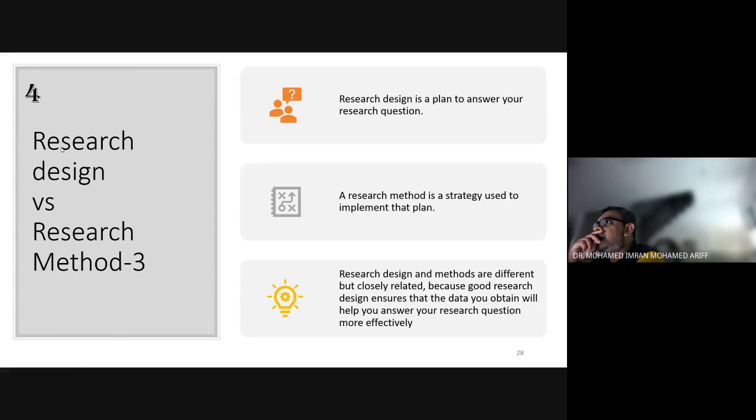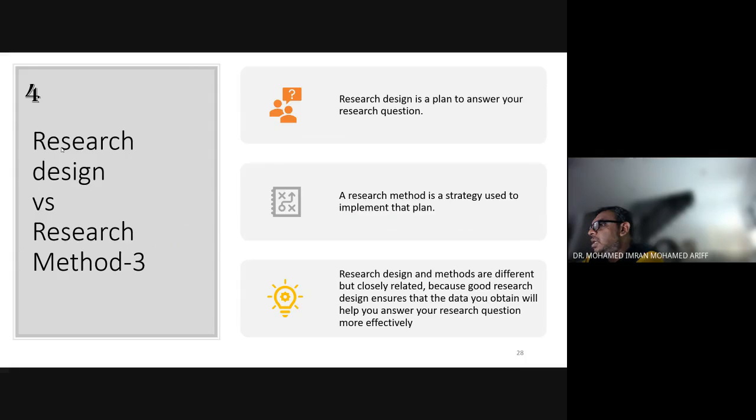Research design is planned to answer your research question. Method pula is a strategy used to implement that plan. So you are doing your surveys, what is your method? You're doing your experimental design, that is also your method. Your interviewing, focus group is also your method. But how you design your study itu berbeza. What is your population, sample size, itu semua your design. Your survey question, itu semua comes under your method.